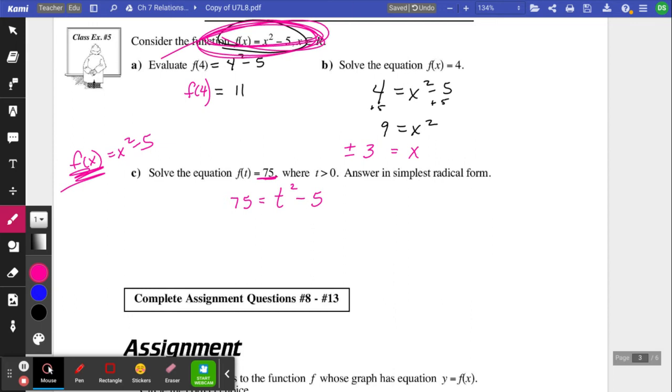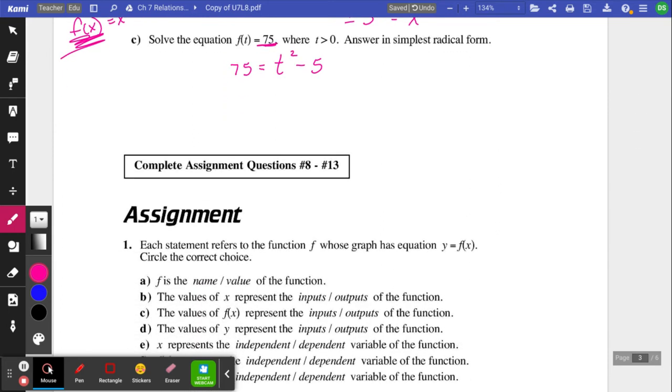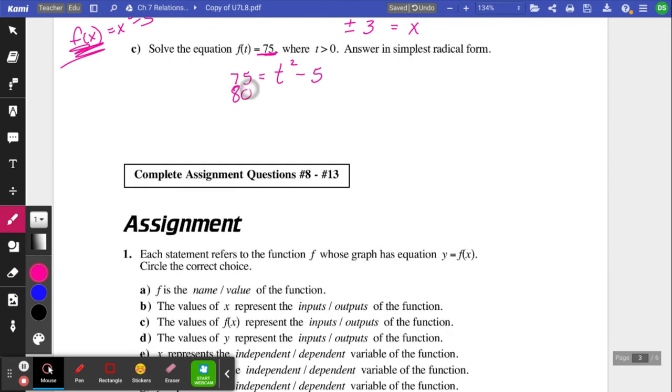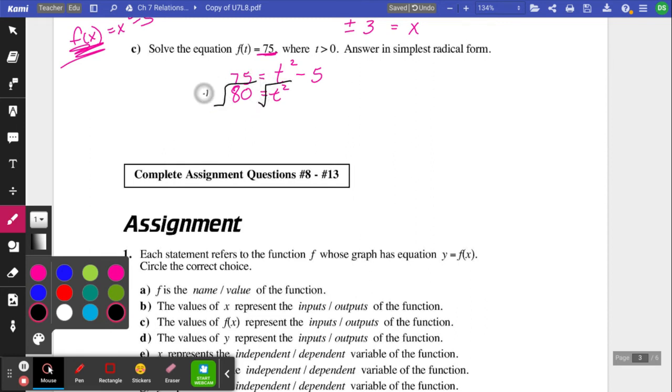We're supposed to answer in simplest form. What are you going to do first? Add 5. We're going to get 80 equals t squared. Then what do we do? Quick. Square root. This is plus or minus. Don't forget the plus or minus. So t equals plus or minus the square root of 80.